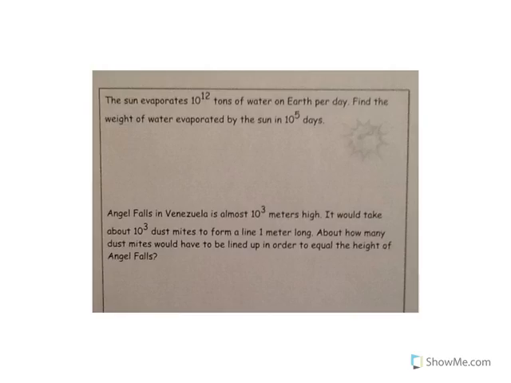So a word problem here: the sun evaporates 10 to the 12th tons of water on Earth per day. Find the weight of water evaporated by the sun in 10 to the 5th days. So it's just going to be 10 to the 5th times 10 to the 12th. So it's just going to be 10 to the 17th.